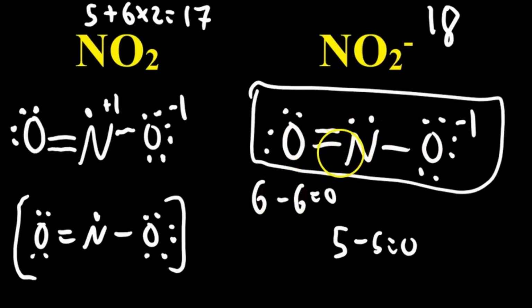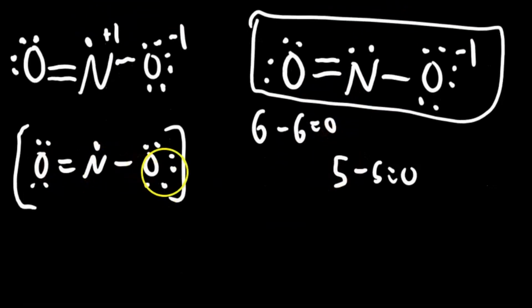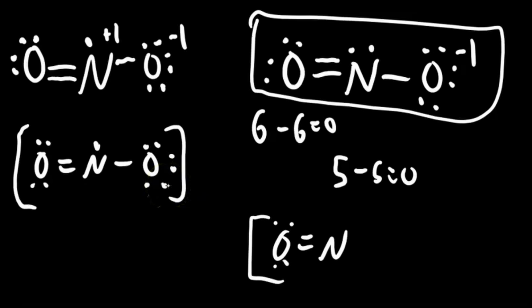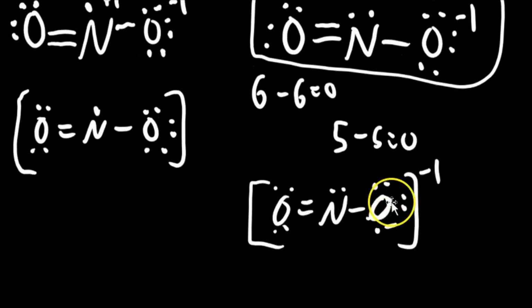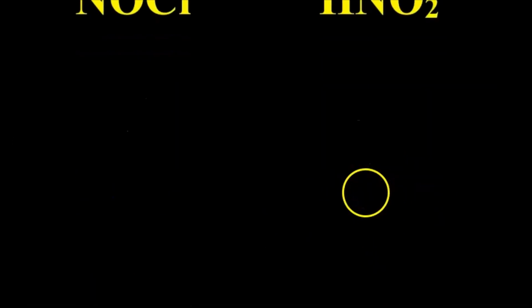You could write the negative on the other side, or you could write it like this: O, double bond, N, O, O, and put the -1 here, showing that this -1 is delocalized or spread out throughout, predominantly on the oxygens.